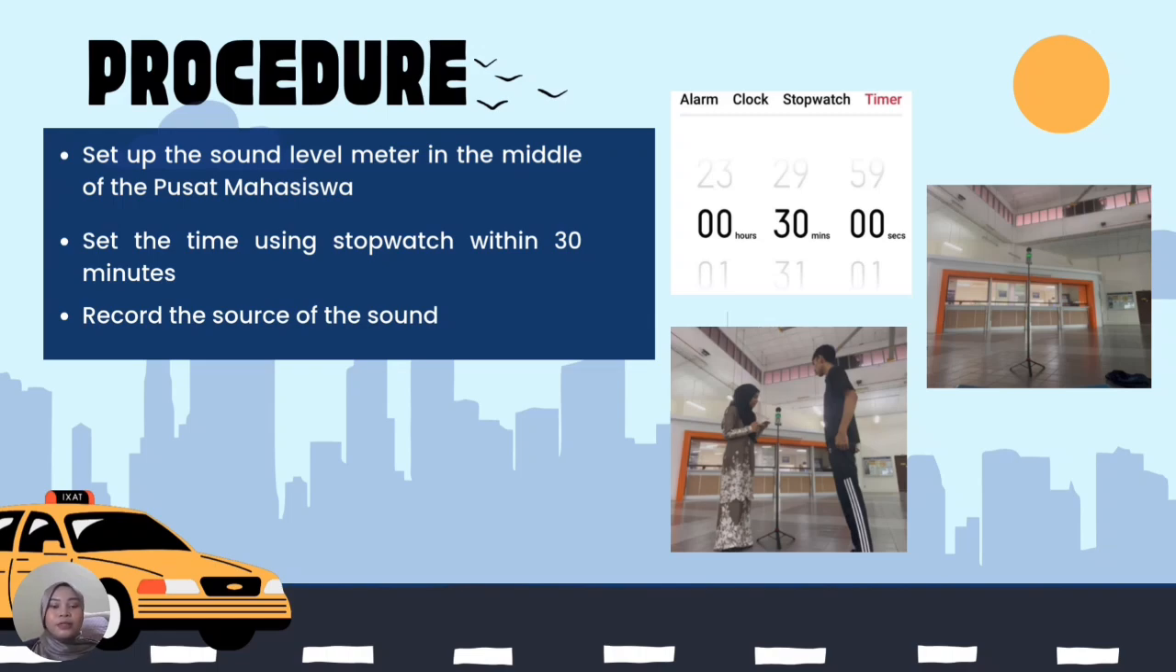And lastly, we record the source of the sound. We use an observation sheet to collect the data. Each time a sound is detected, we record the time, and we record the type and the source, like footsteps, cars, people talking, or more. So it will be cross-referenced with the data from the sound level meter to analyze better. So we combine the manual and the automatic. So that's all for me. I pass to my friend.